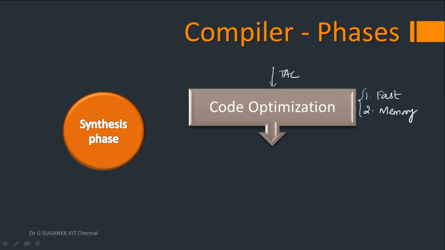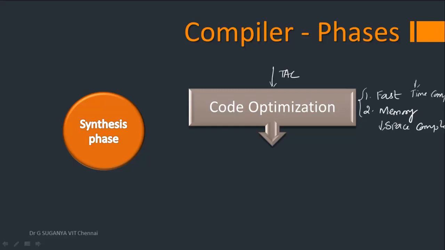So the fastness, in technical terms, we call it time complexity. The space, memory, we call it space complexity. So the time of completing a particular task needs to be reduced. The space that is being occupied by a particular program needs to be reduced.